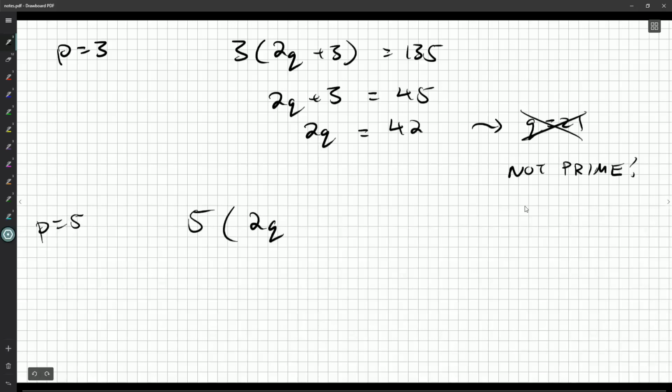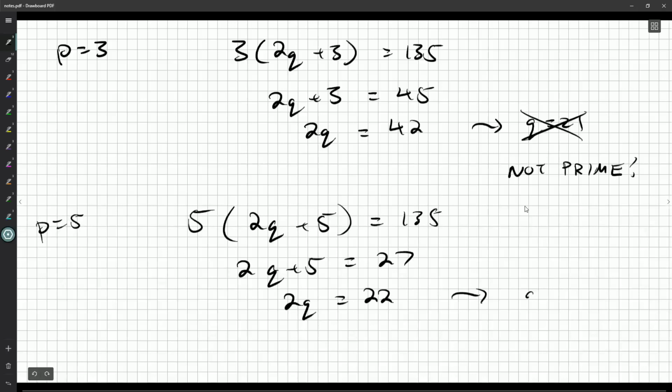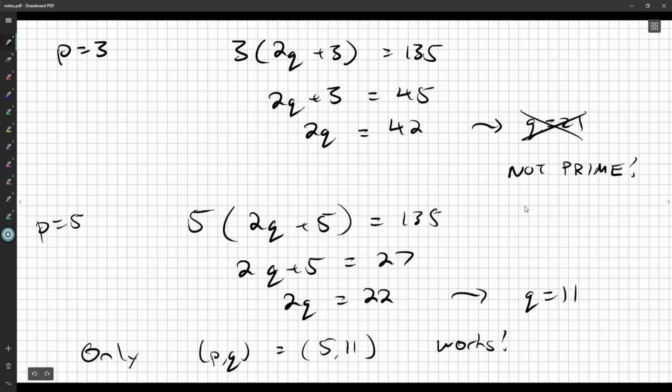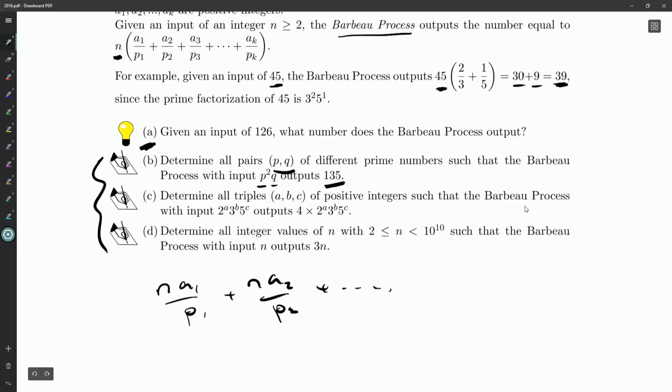If p is 5, divide by 5, you'll get 2q plus 5 is 27. Subtract 5 from both sides, 2q is 22, and q will be equal to 11. So the only pair that'll work is 5, 11. Okay, and what number would that be? That would be 5 squared times 11, so that would be 275. Did they ask for the number, or did they just ask for p and q? Yeah, determine all pairs p and q.